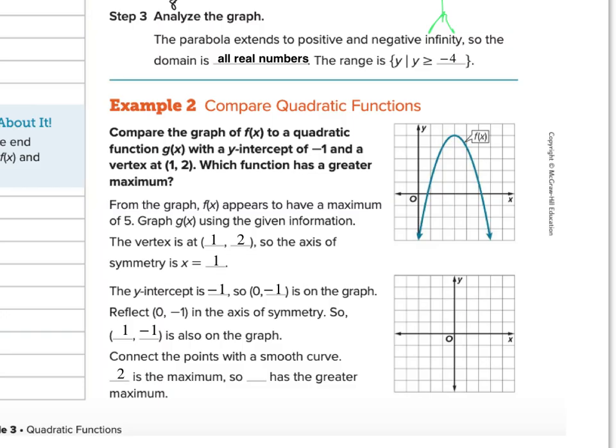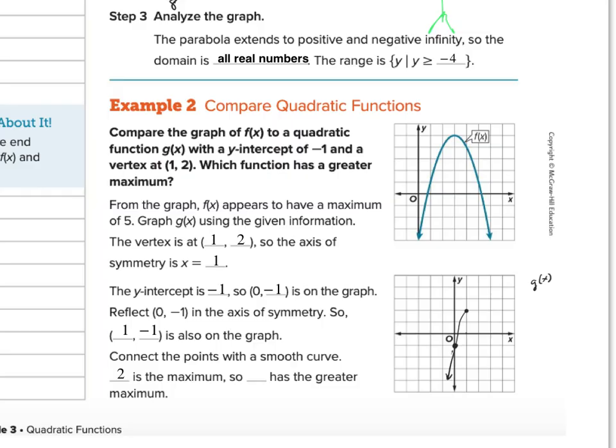They didn't give me g of x, so let me put g of x down here. So this would be my g of x, and it says the y-intercept is -1, and the vertex is 1, 2. So that would be x is 1, y is 2. Now, if this is my vertex, and I have a point down here, then I know that it should do this.